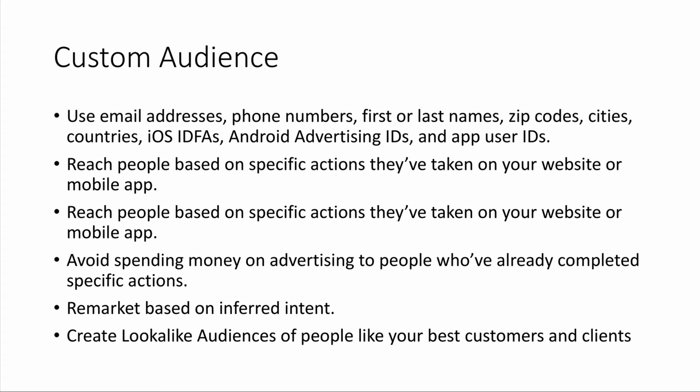So for custom audience, we can use email address, phone numbers, first or last name, zip code, cities, countries, iOS IDs, FAs, Android advertising IDs, and app user IDs. A lot of this data is coming from your business account. Reach people based on specific actions they have taken on your website or mobile app. I will show you in the Facebook Pixel video. We have separate videos on that because it's kind of comprehensive. So you can actually target specific actions which your users are taking on your website.